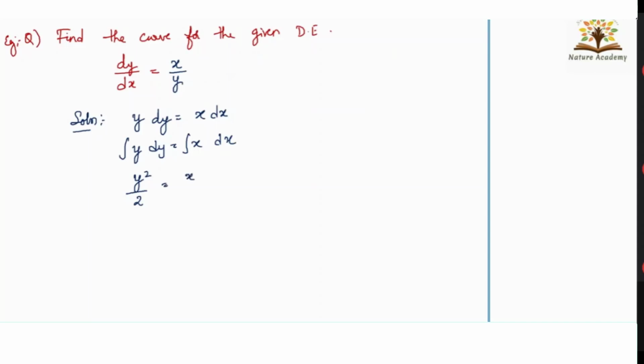This will be x square by 2 plus c. Now put it one side. y square by 2 minus x square by 2 equal to c. Now tell me, what equation is this? Which curve equation? If you are telling that it is an ellipse equation, then you are wrong, because it looks like an ellipse equation, but it is not.